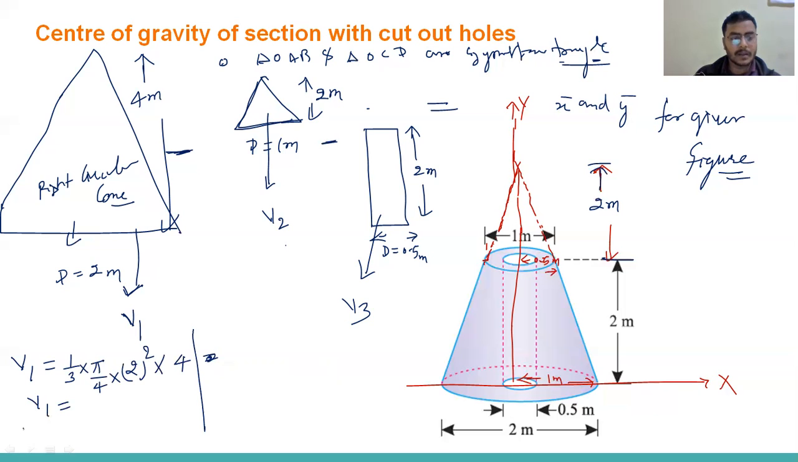What will be y1? For a right circular cone we know the centroid is at h by 4 distance from the base. So total h we have is 4 meters, so 4 by 4 it will come 1 meter. So I have written here for the big cone pi by 4 into d squared into 4, and y1 is 1 meter.